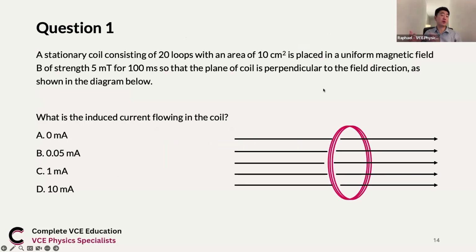So, okay, part one, we've got multiple choice questions. We'll start with something nice and easy. Question one: a stationary coil consisting of 20 loops, with an area of 10 centimeters squared, is placed in a uniform magnetic field. You can see the illustration there. It's got a B field around it of 5 milliteslas in strength, and it's placed there for 100 milliseconds, where the plane of the coil is perpendicular to the field direction. The field's running left to right through the loop. What is the induced current flowing in the coil?